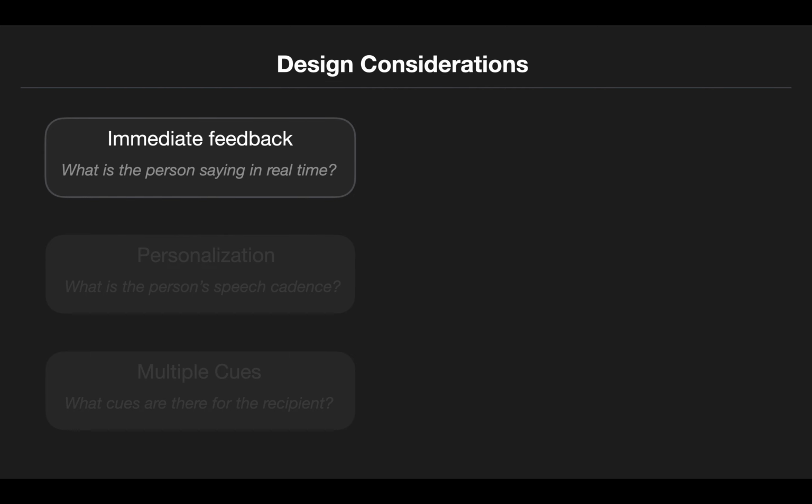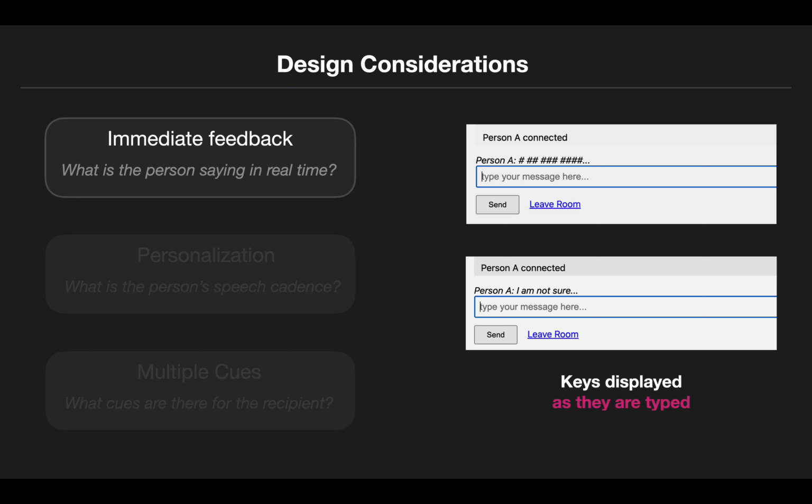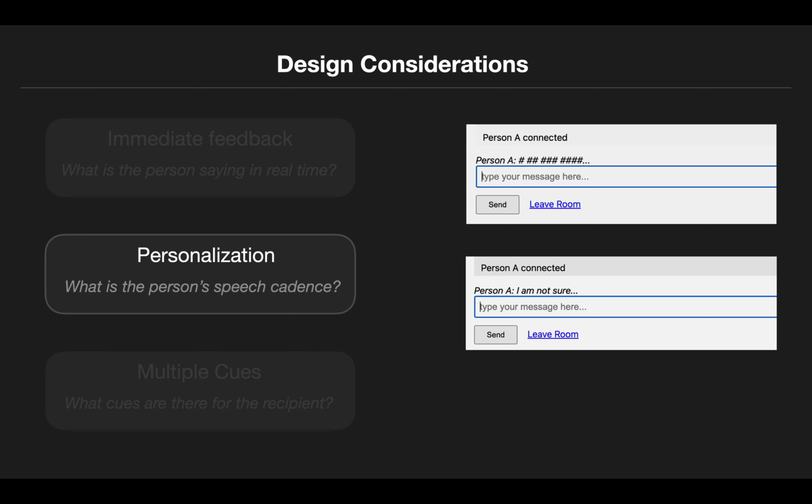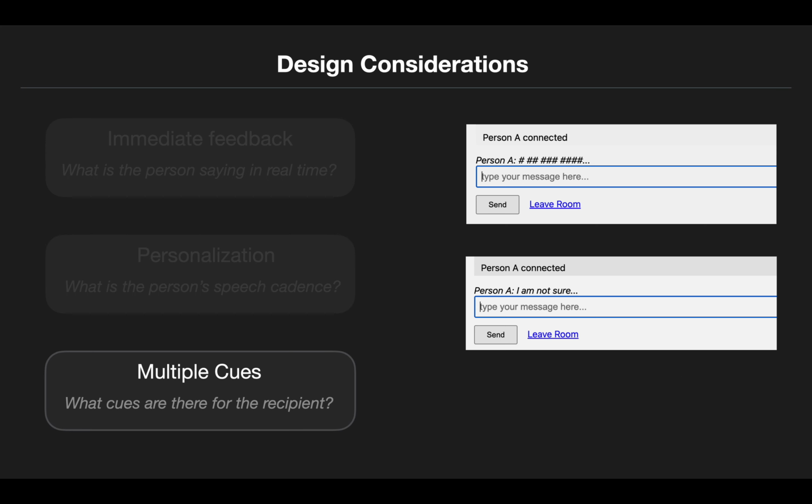Drawing the analogy from face to face interactions, immediate feedback breaks down to what is the person saying in real time, which in texting is translated to what is the person typing as they are typing. For this, we displayed each key pressed by the sender. Next, personalization refers to what is the person's speech cadence. To upkeep the asynchronous nature of texting without incorporating visual and audio cues, this translates to how the person is crafting their response. We displayed keystrokes that were typed to reflect typing speed.